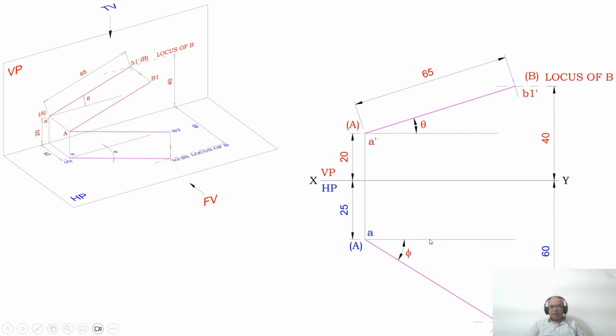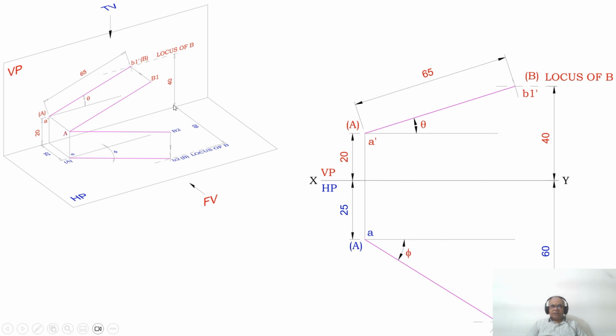So you draw one more horizontal line parallel to xy in the top view. Then you take any point from here, you draw a vertical projector which is going to cut both the parallel lines drawn previously. And you mark this point as A dash, and you mark this point as capital A, and you mark this point as small a. Again, from the xy line, you measure 40 mm.